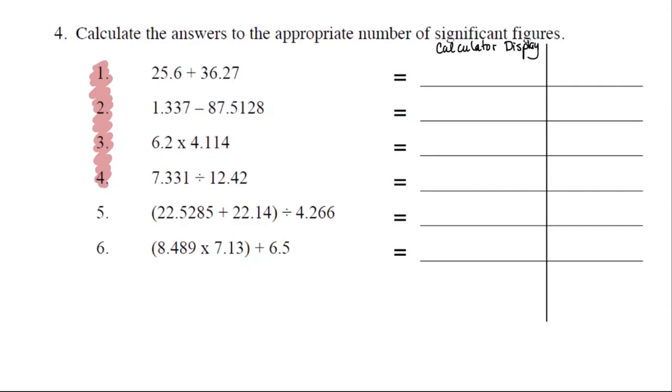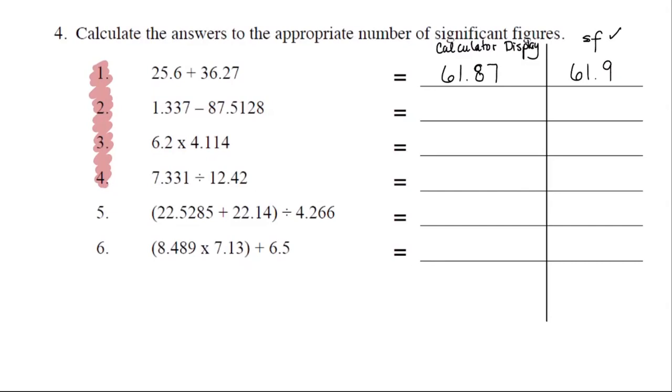We only have 3 minutes left. What is the calculator display for number 1? Let's put it in the chat. Calculator display for number 1. Excellent job. 61.87. But then if we apply the sig fig rule, what's going to be our final answer? Excellent job. 87.51.